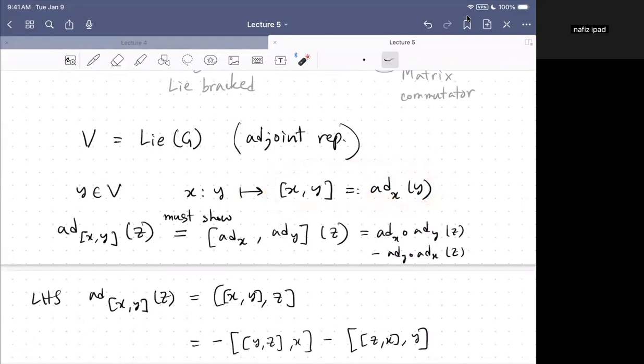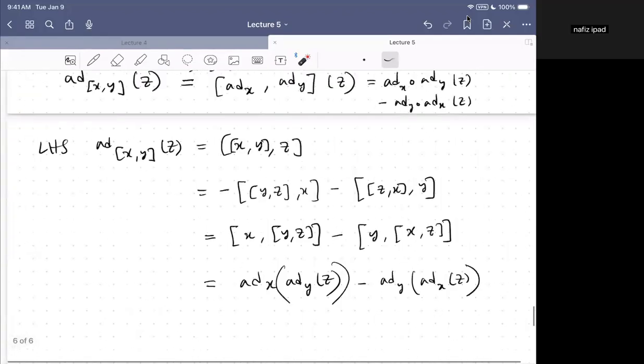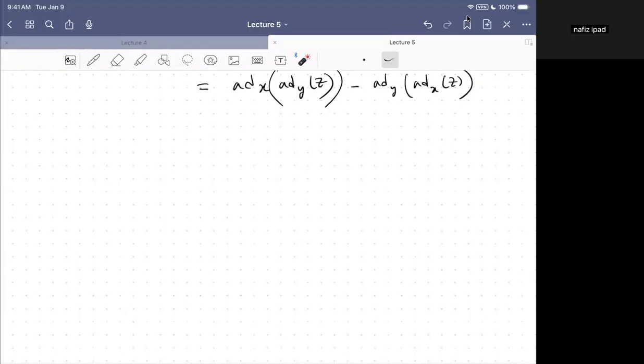this map defines a representation. So meaning that this action where a Lie algebra element acts on another Lie algebra element by the Lie bracket defines a Lie algebra representation, which is called the adjoint representation. But now let's figure out the matrix form of this representation. For that, we need to choose a basis.